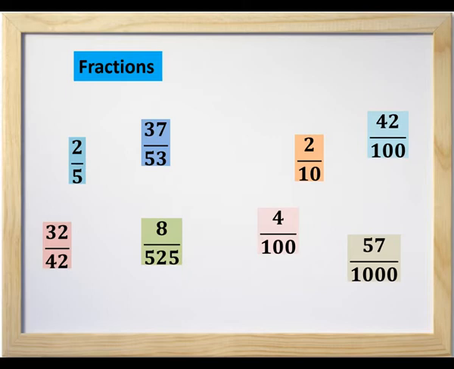Now children, please observe the fractions on the left hand side and the right hand side of the vertical line. What do you all observe, children? Yes, the fractions on the right hand side have 10, 100, 1000 as their denominators.